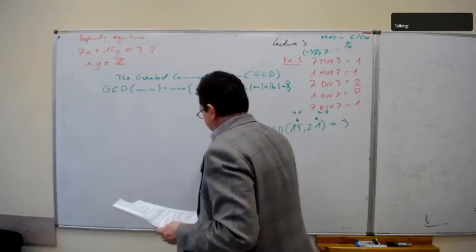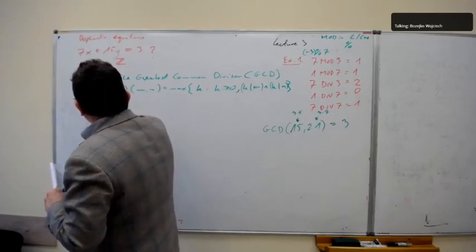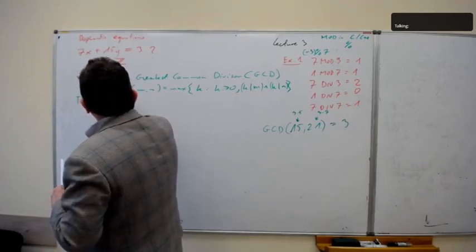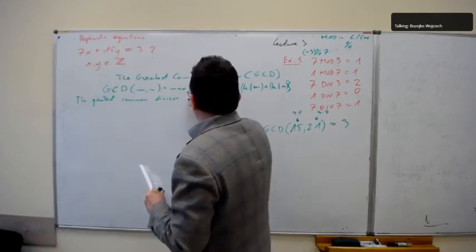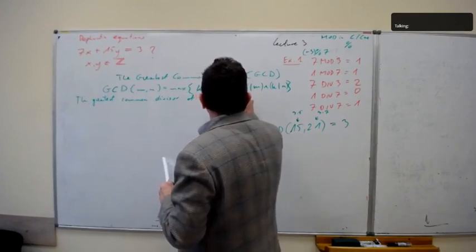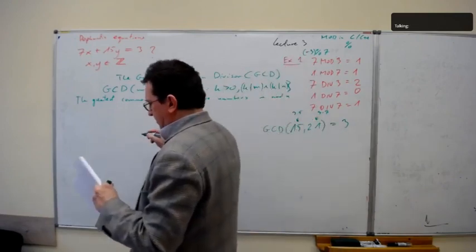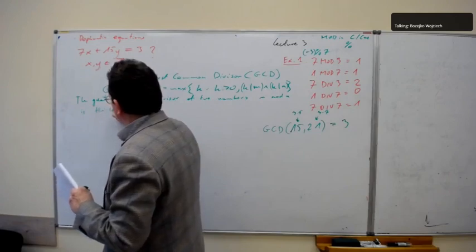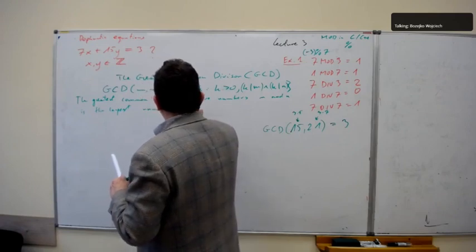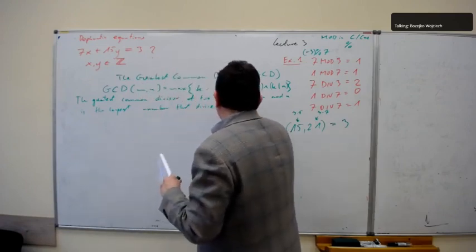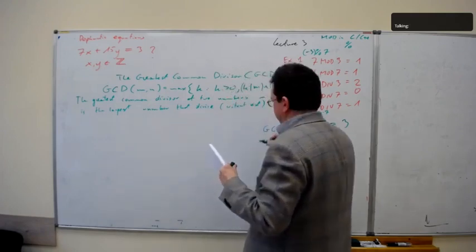Maybe let us write it in words. So the greatest common divisor of two numbers m and n is the largest number that divides, of course, without rest, m and n.